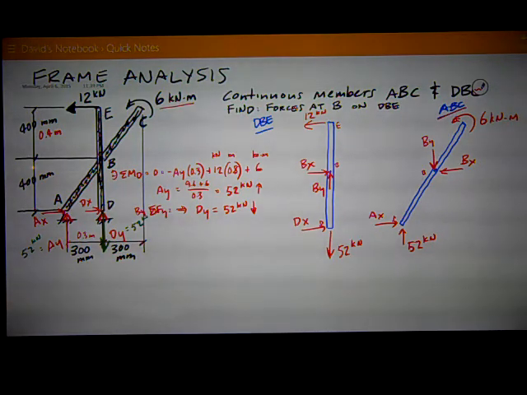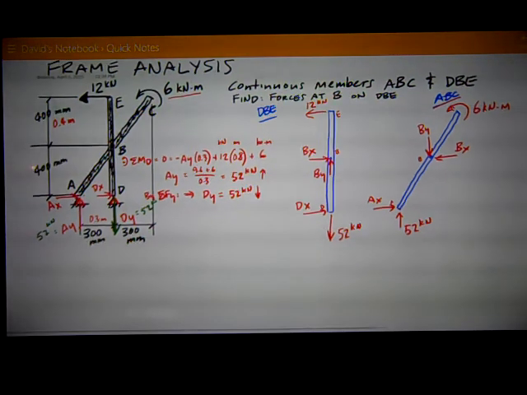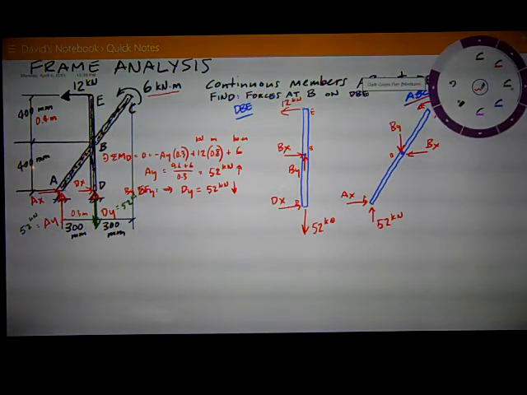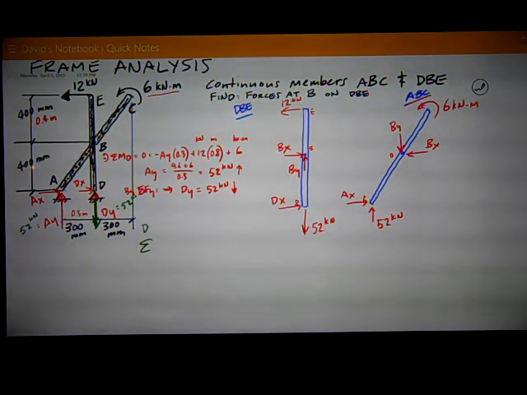If I look at member ABC and I sum moments like I usually do at the first time, I've got two unknowns still, BX and BY, because they don't align. But if I look at DBE, I can solve for BX by summing moments about point D. Let's do that in green. So this is on DBE. And this can get quite complicated. This is an easy frame, but I need to make sure I'm looking at the right member.